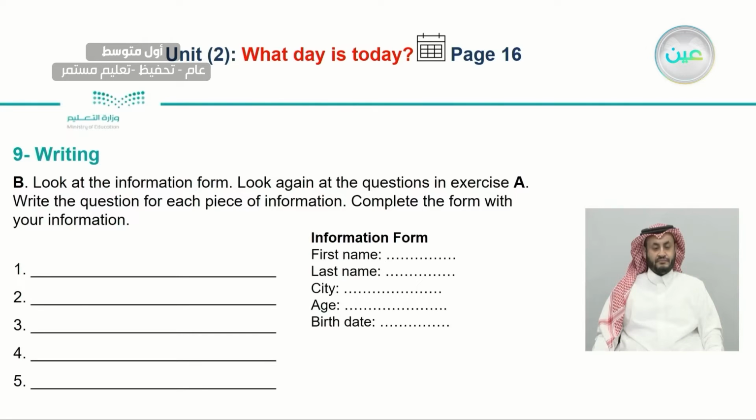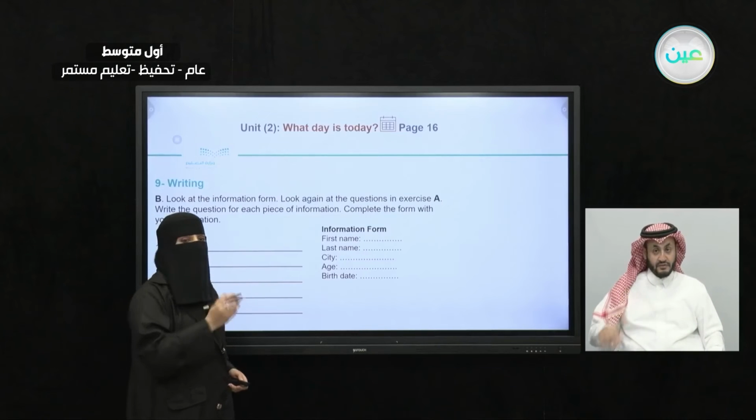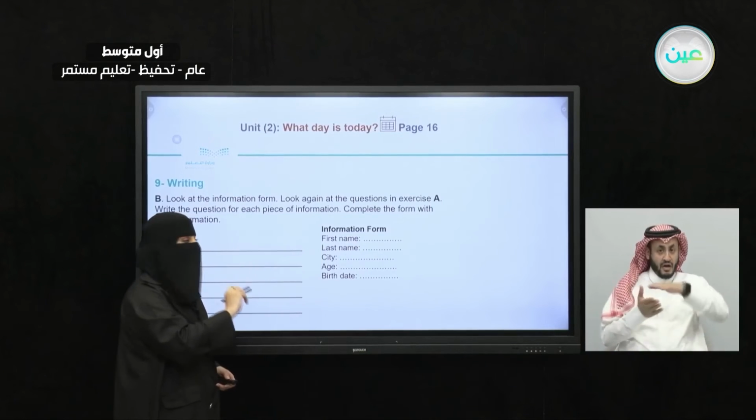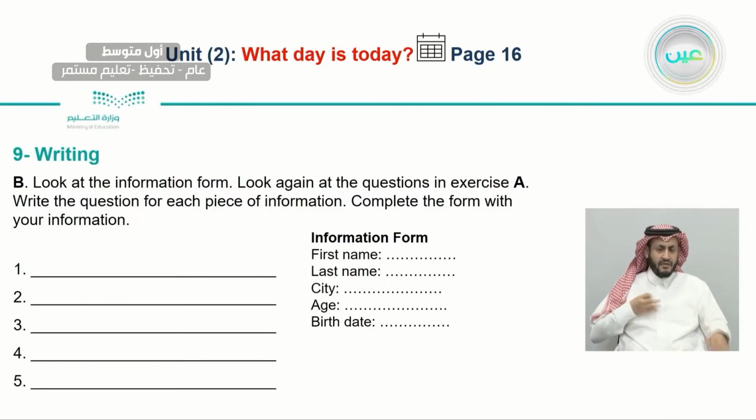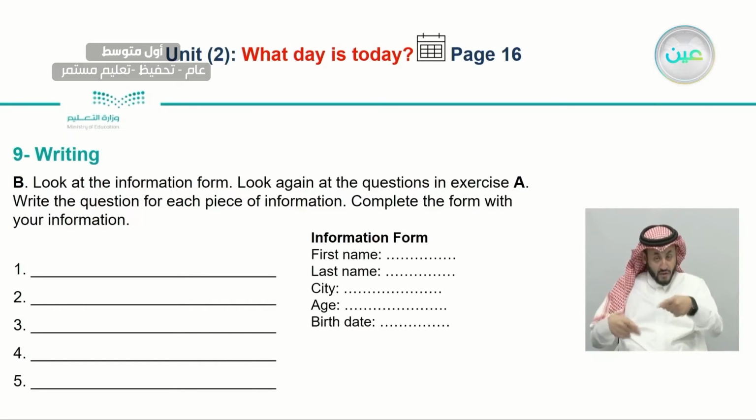Okay, let's look at letter B. Look at the information form. Look again at the questions in exercise A. Write the question for each piece of information. Complete the form with your information. Okay, so here the first name, it could be your given name. If you're Abdullah, Maha, whatever, you're going to write your name right here with a capital letter. Your last name is your family name. City, if you live in Riyadh, Jeddah, Sharqiyya, Abha, Al Khubar, you're going to write your city right here. And your age, okay, and your birth date. Start with the month, then the day, the year that you were born in.